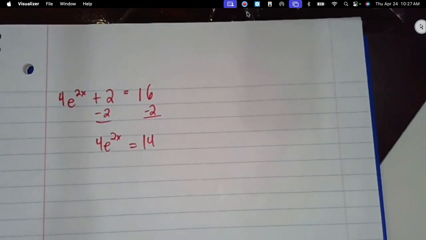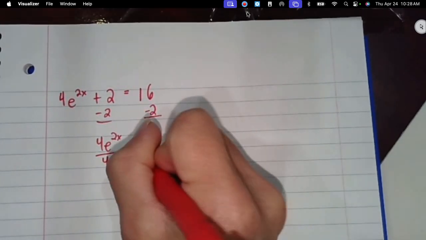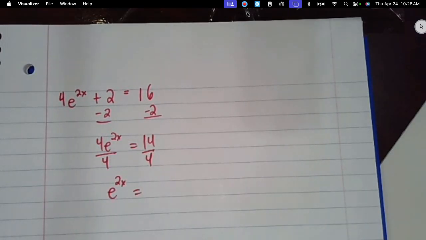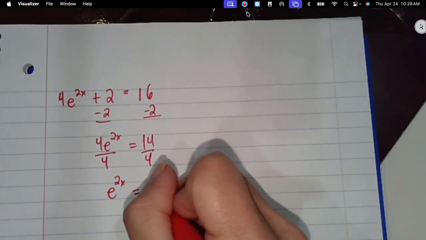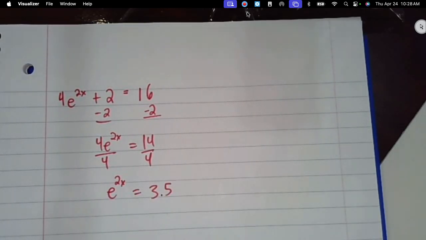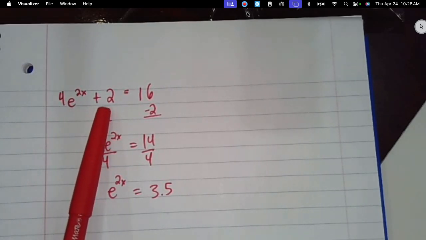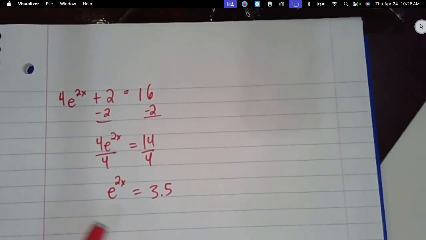Move the 4. How do you move the 4? Divide by 4. So what's 14 divided by 4? 7 over 2, which is 3.5. Do you need to put it in parentheses on your calculator? Nope, you just put it in just like that. Okay. Now what do you do?